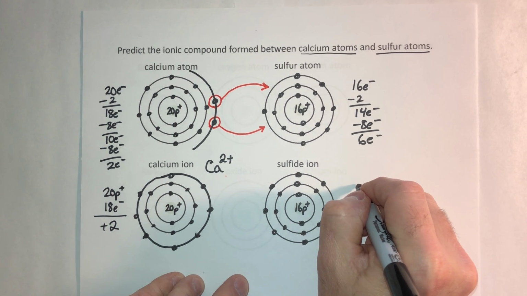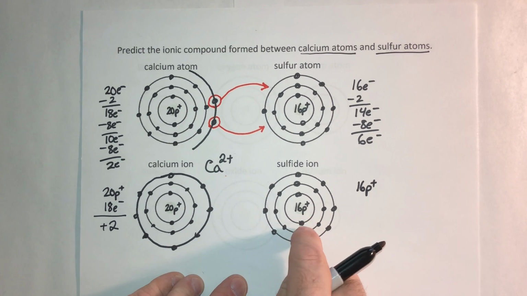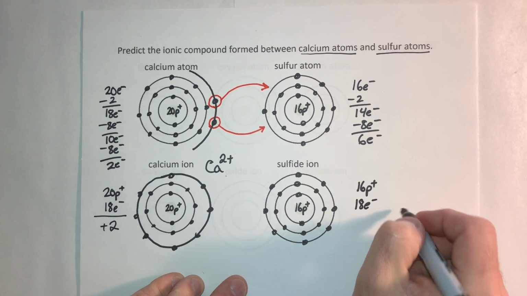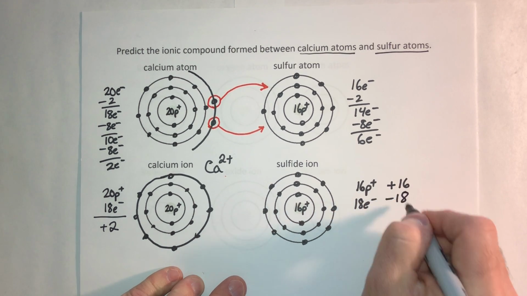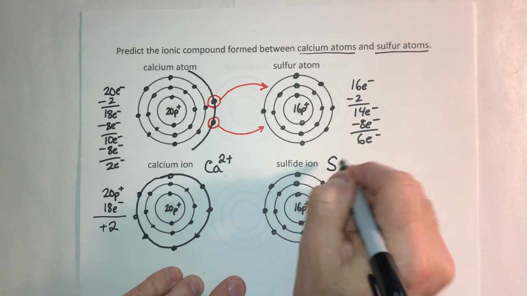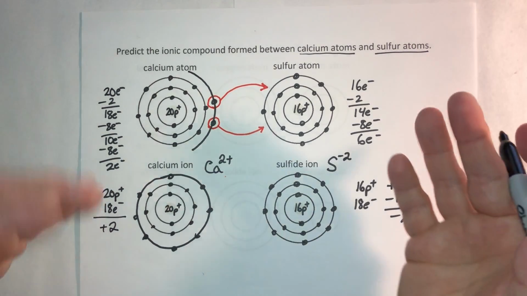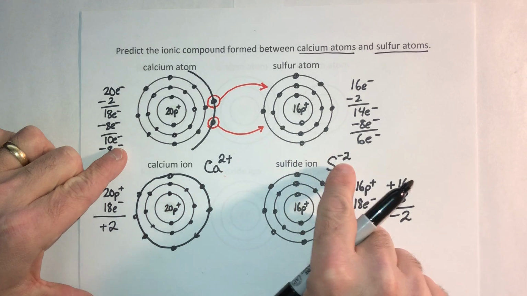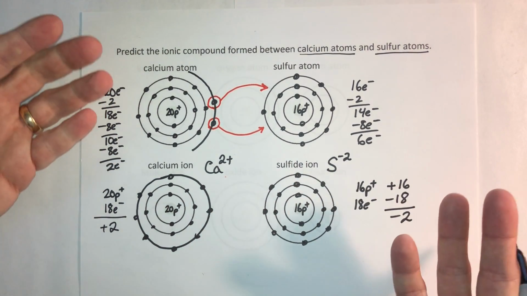If we count up the charge, you had 16 protons, and now you've got 2 plus 8 plus 8. You've got 18 electrons. That's like saying 16 positives, 18 negatives gives you a negative 2. So my sulfide would be an S minus 2. Again, it still makes sense. You lost 2, so you became 2 positive. You gained 2, so you became 2 negative. And this is a match made in heaven.